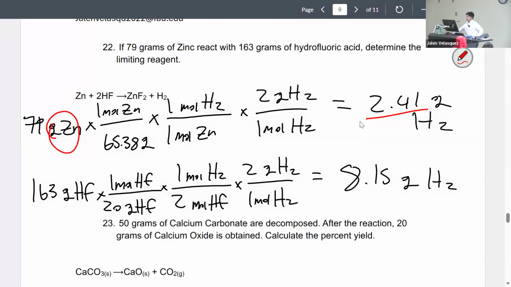Okay, so here we have the limiting reactant. Zinc is going to run out first. So how much H2 can I really make here? Can I make 8 grams? No, I can only make 2. So any questions about the concept of the limiting reactant? Does that make some sense?